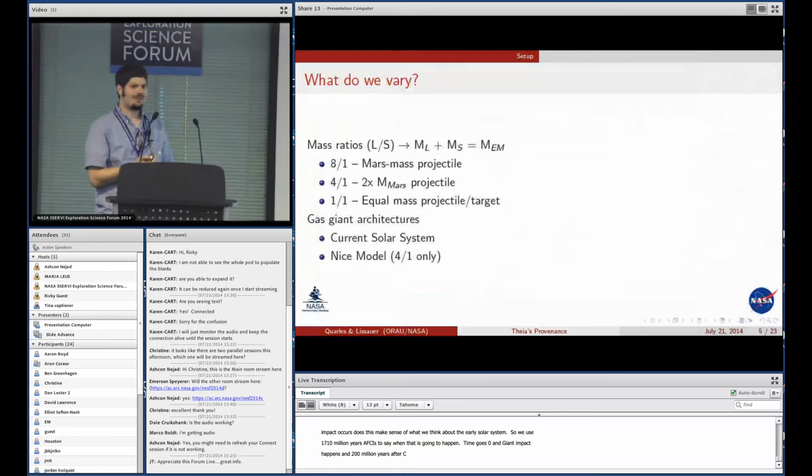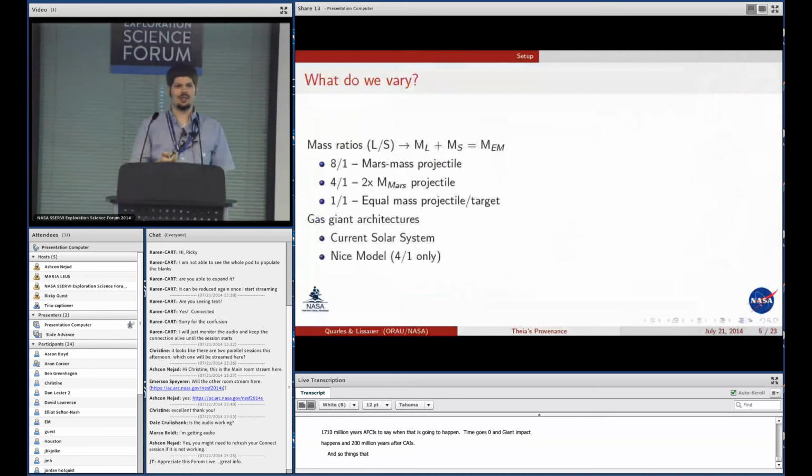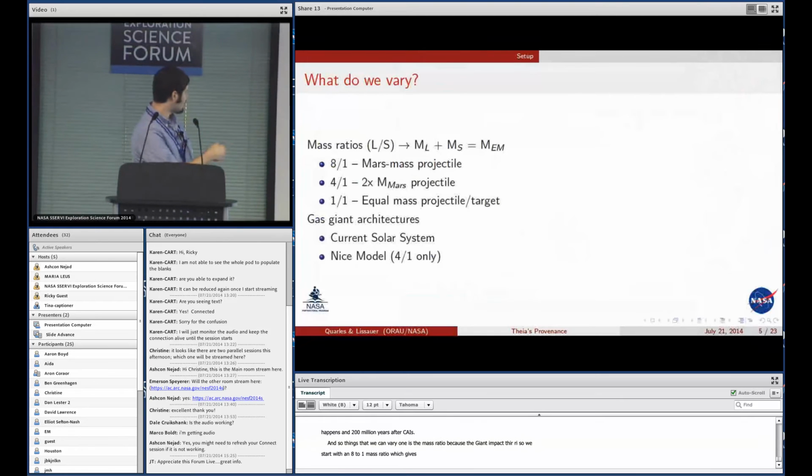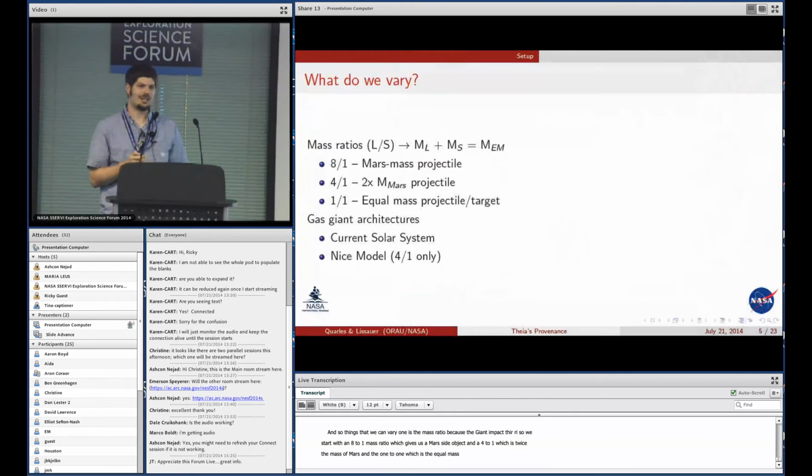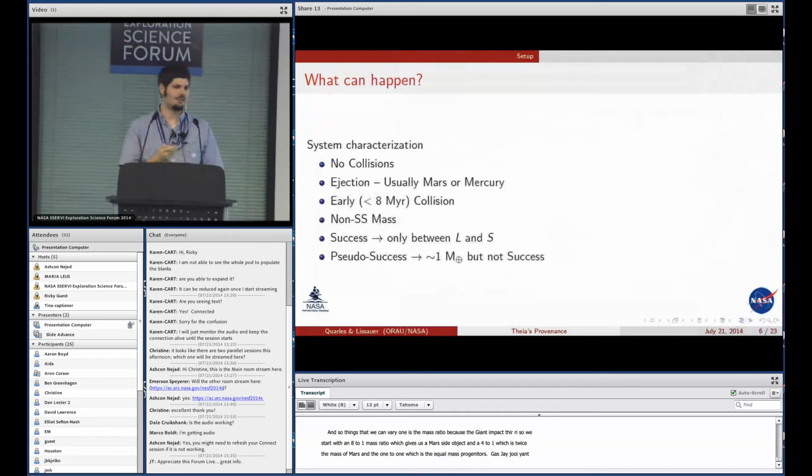Things that we can vary: one is the mass ratio, because in the giant impact theory it's a Mars-sized object or larger, and we don't know how much larger it could be. So we start with an 8-to-1 mass ratio, which gives us a Mars-sized object for a projectile, a 4-to-1, which is twice the mass of Mars, and a 1-to-1, which is equal-mass progenitors. We also investigate 2 different gas giant configurations, one where the gas giants are in their current locations, the other with the NESF model, and see if we can get any difference in the results.